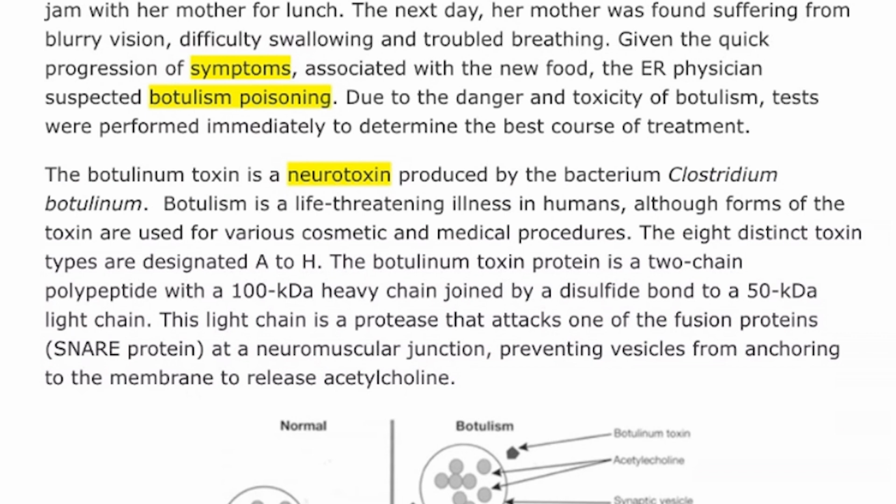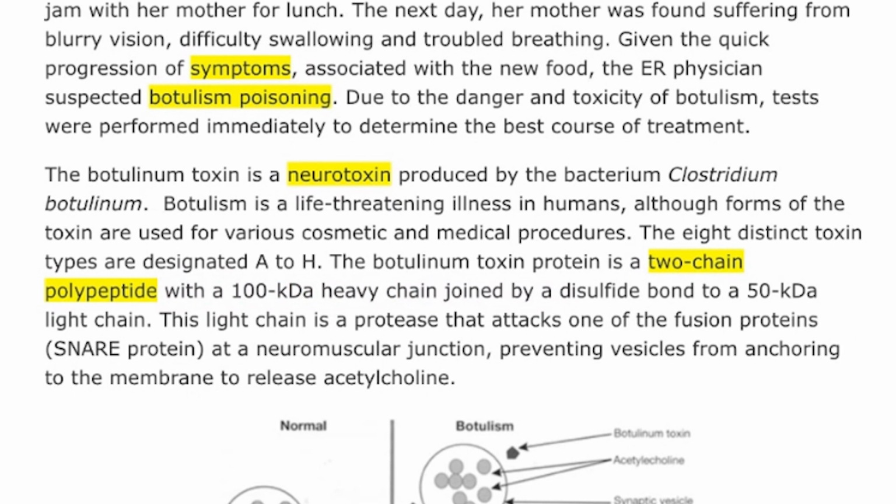And then we come across this idea of distinct types, right? Okay, so we have different types. Great, not too many details. Again, I'm looking for these MCAT testable words. When I see 2-chain polypeptide, I'm thinking of all the protein questions that they might ask me. So I'll just highlight 2-chain polypeptide, and I see there's some properties about a heavy and light chain. I'll just keep that in mind.